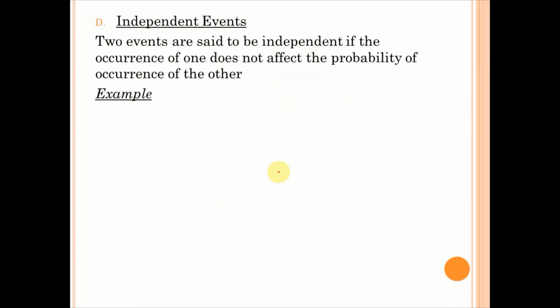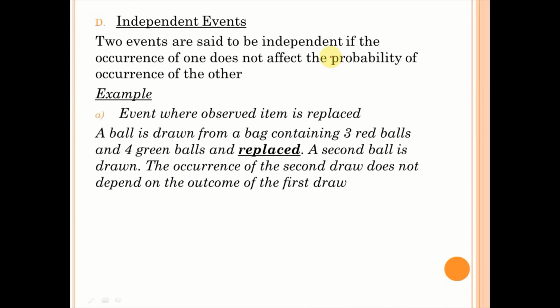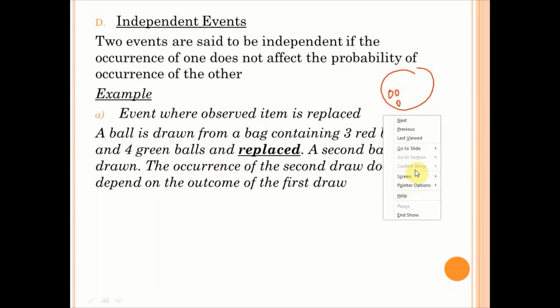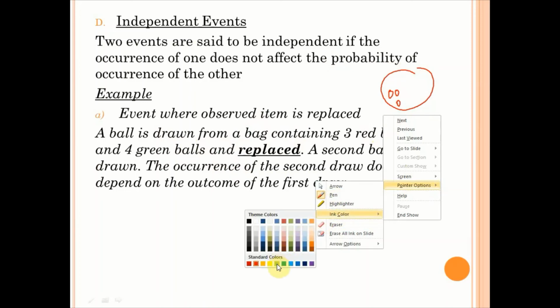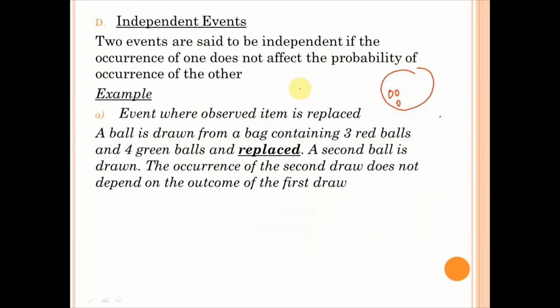Okay, independent events. 2 events are said to be independent if the occurrence of one does not affect the probability of occurrence of the other. Example, when we replace: a ball is drawn from a bag containing 3 red balls and 4 green balls. So there is a bag, and then 3 red balls, and then 4 green balls.